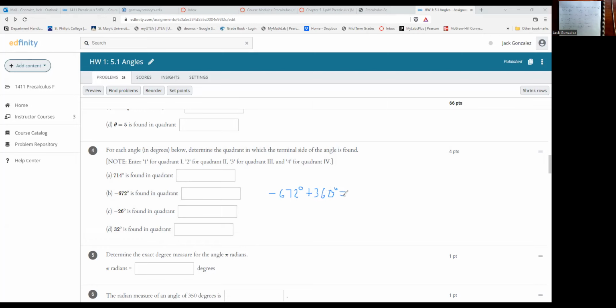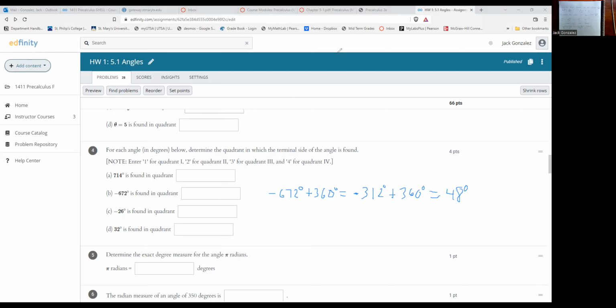Right, so if I add 360 to negative 672, that's going to be negative 312. You can already figure out where it's at, but you could add another 360 and get the positive coterminal if you want to. That would be 48. So you can either go to 48 or you can go to negative 312.